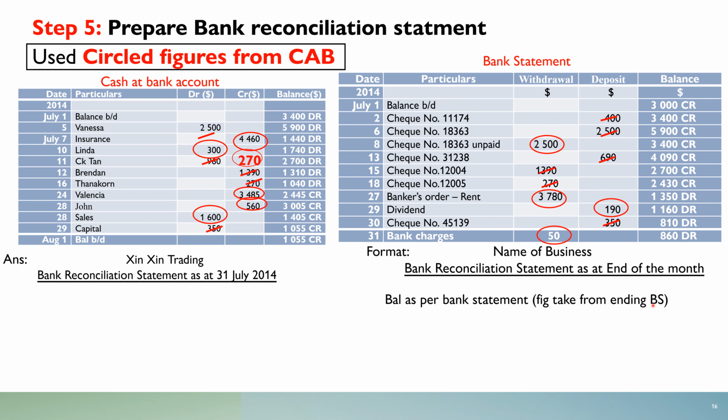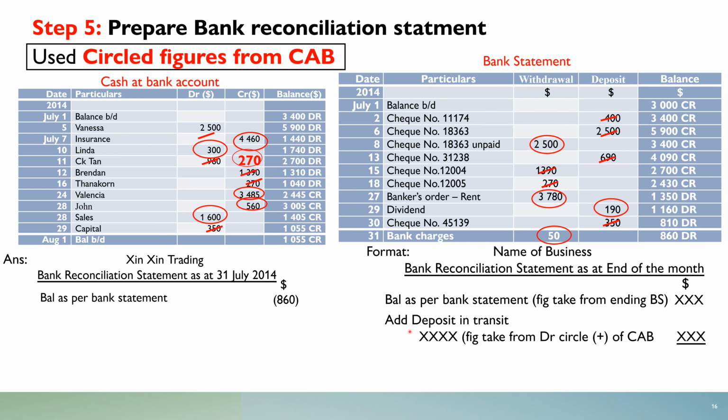After this title, we're going to record balance as per bank statement. This figure is taken from the ending balance of the bank statement. In this case, this is 860 debit. Now 860 debit in this case represents a negative figure, right? Remember, cash at bank debit is positive, but for bank statement, debit is negative. So I'm going to follow step by step. Over here, I'm going to record balance as per bank statement. The figure here, 860, is a negative figure.